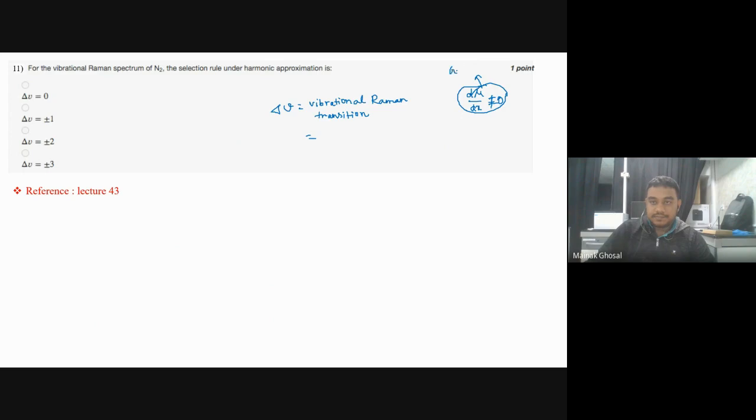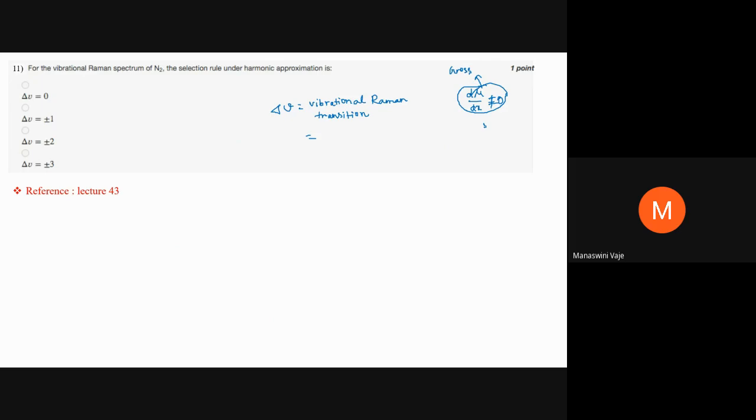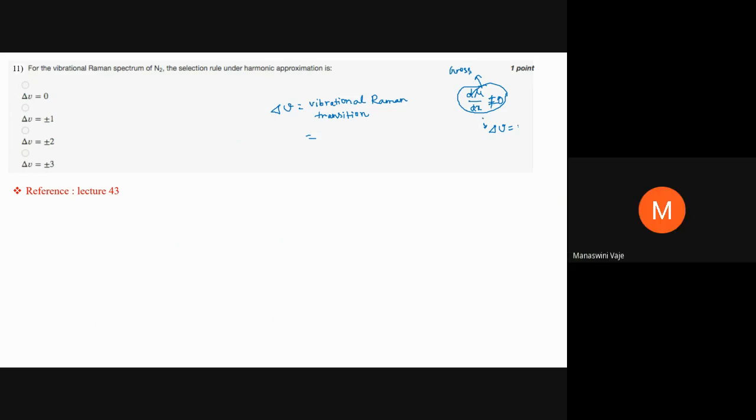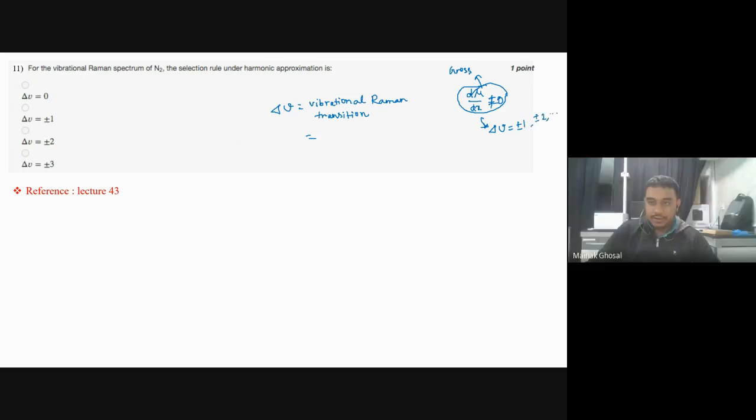There is a specific selection rule, which is Δv should be plus or minus 1. This is delta V. This looks like nu, but this is not nu, this is delta V. And delta V is equal to, tell me, plus minus 1, plus minus 2, and so on.